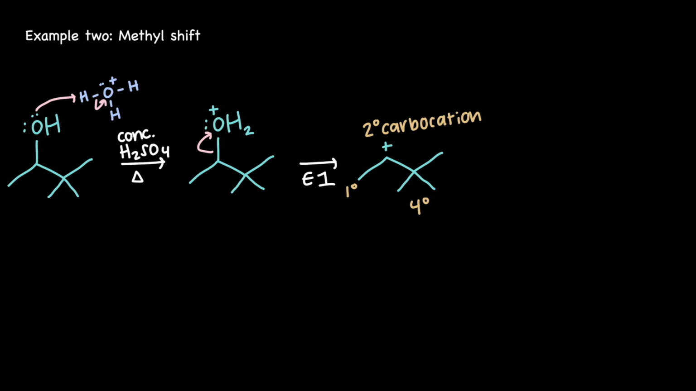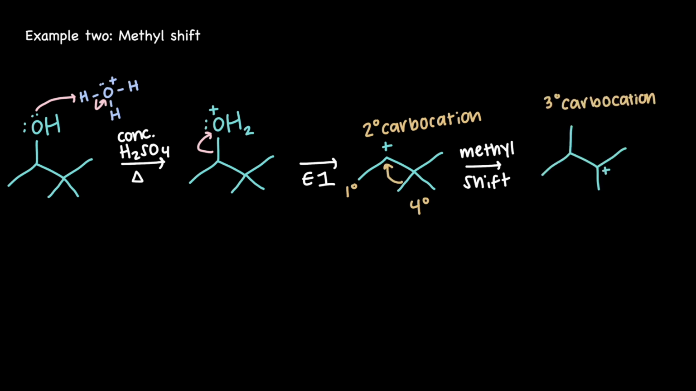The carbocation we have now is secondary. We have a more substituted carbon next to our carbocation. The more substituted carbon does not have any hydrogens, so a methyl shift will occur. A methyl group shifts to create a tertiary carbocation. The positive charge relocates to the more substituted carbon. Then elimination can occur to create the alkene.